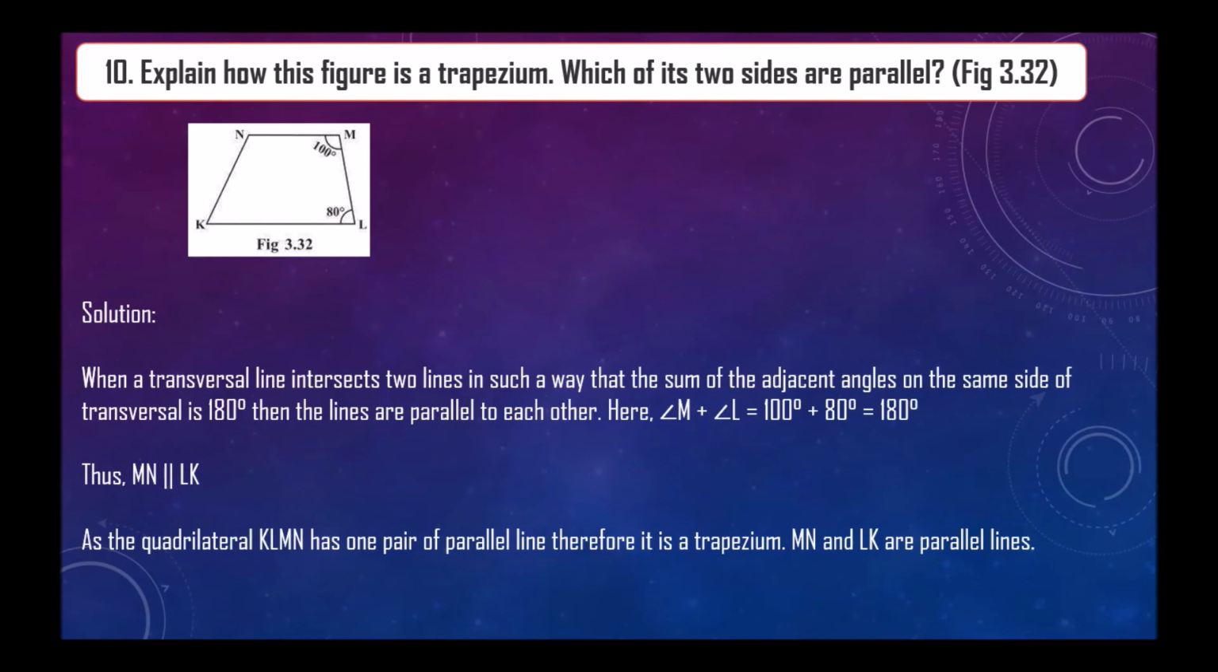10th question, explain how this figure is a trapezium, which of its two sides are parallel. So when a transversal line intersects two lines in such a way that the sum of the adjacent angles on the same side of a transversal is 180 degrees, then the lines are parallel to each other. Here measure angle M plus measure angle L equals 100 plus 80, that is 180 degrees. Thus MN is parallel to LK. As a quadrilateral, KLMN has one pair of parallel lines, therefore it is a trapezium. MN and LK are parallel lines.